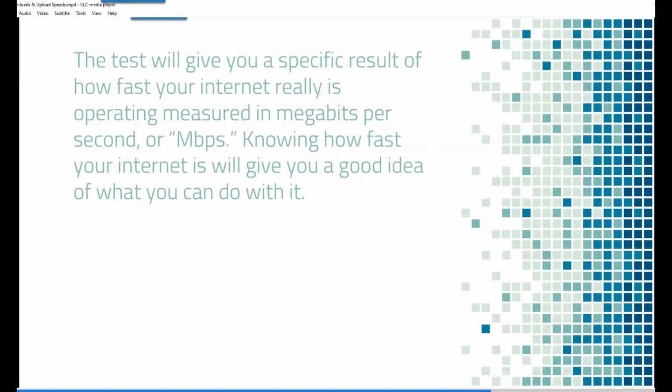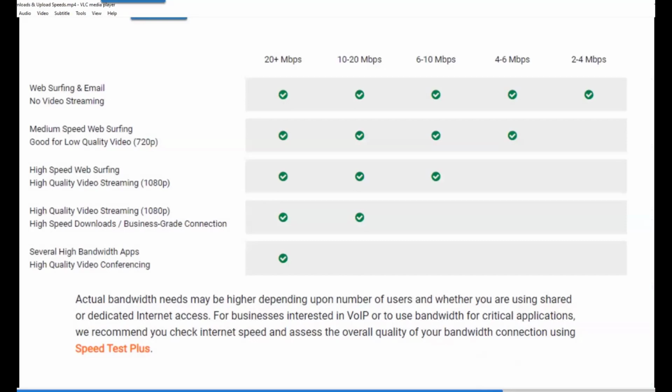The test will give you a specific result of how fast your internet really is operating, measured in megabits per second, or Mbps. Knowing how fast your internet is will give you a good idea of what you can do with it. So here's a chart. If you're just doing some web surfing, email, and no video streaming, you can do probably 2 to 4 megabits per second. As you add more and more things, and you get down to the several high bandwidth apps, high quality video conferencing, you're going to need 20 megabits per second or higher.